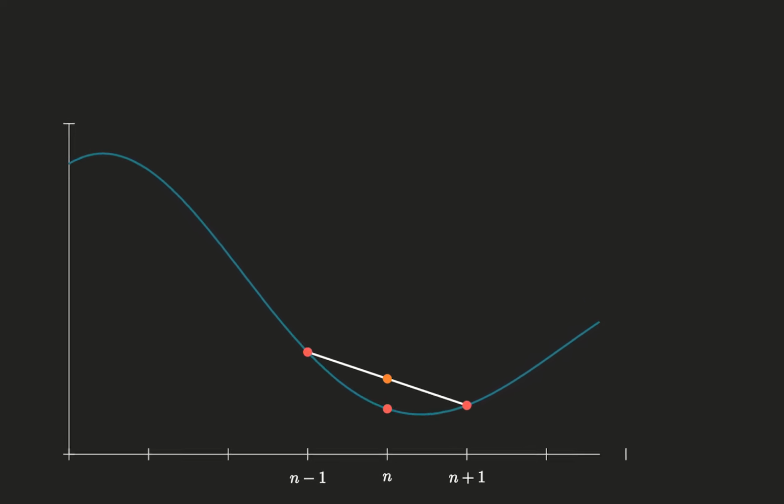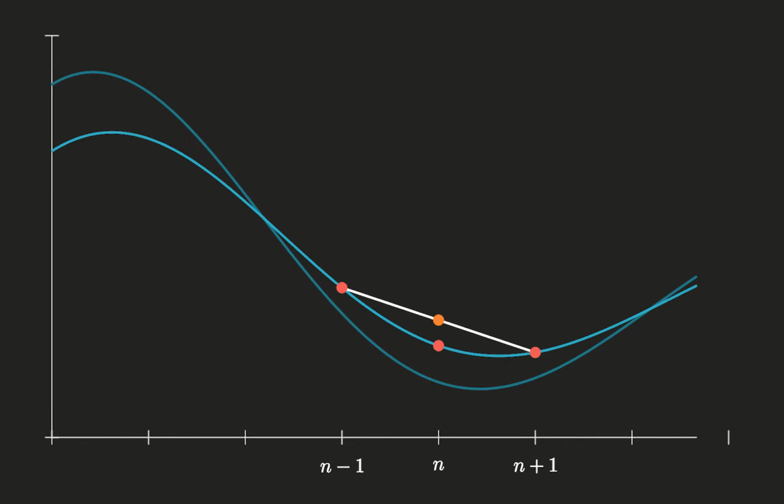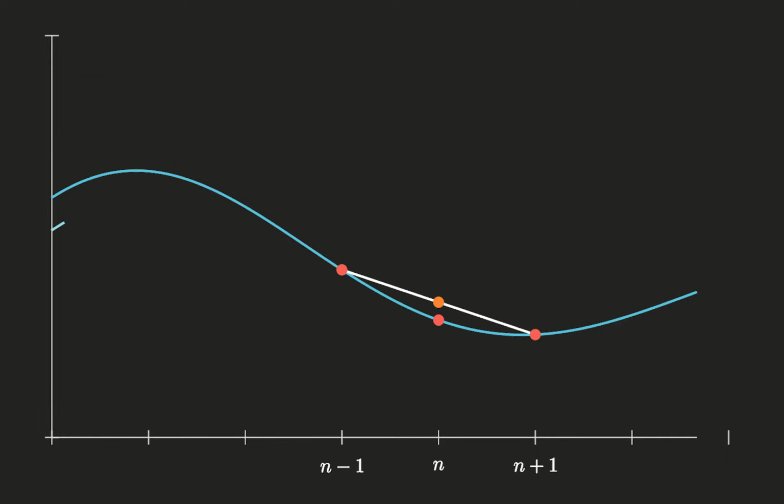This matches our intuition from calculus class, where the second derivative measures the convexity or the concavity of a function. So what this means is that if the concentration at point n is lower than its neighbors, then it should increase to meet its neighbors.